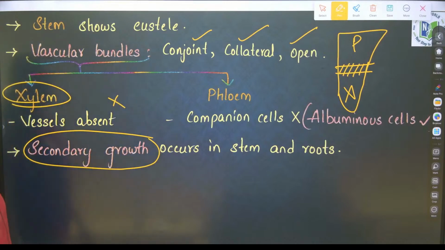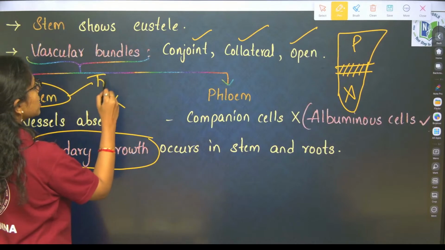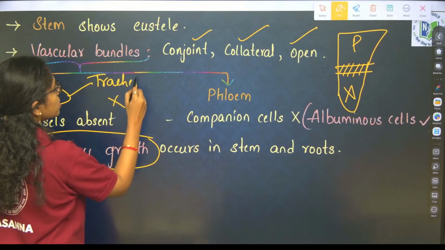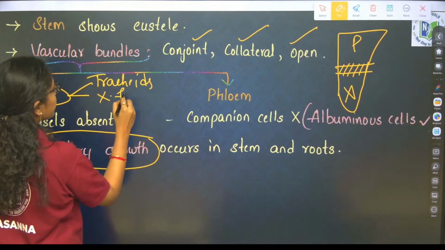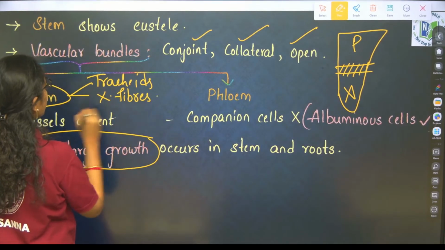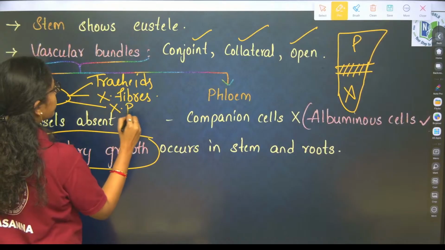Vessels are absent in the xylem. So what tissues are present, ma? Tracheids are present. Tracheids, xylem fibers and xylem parenchyma.